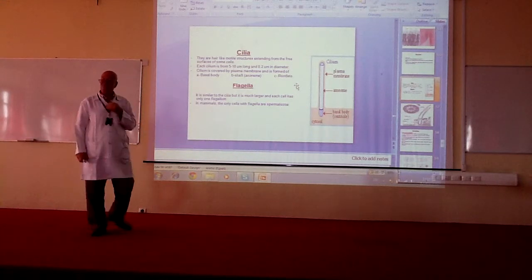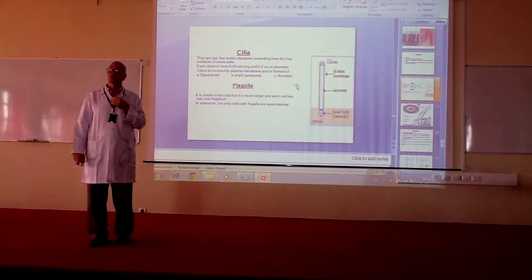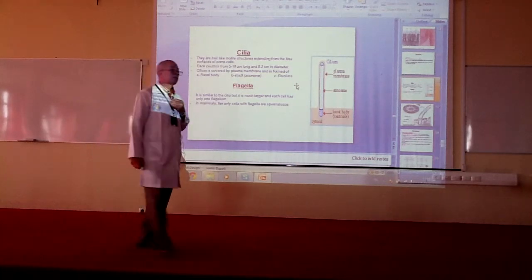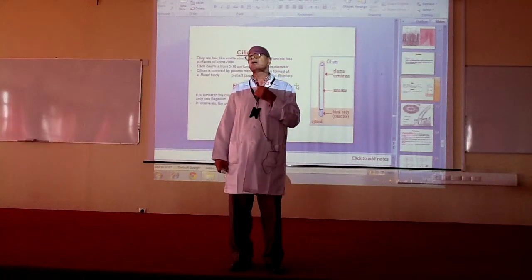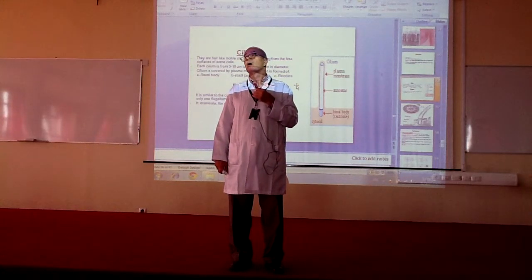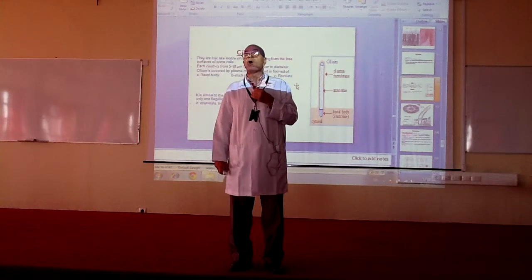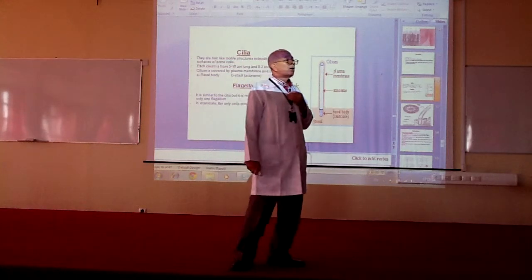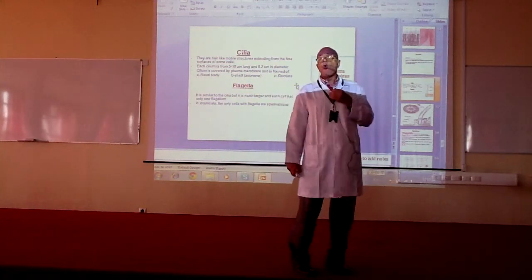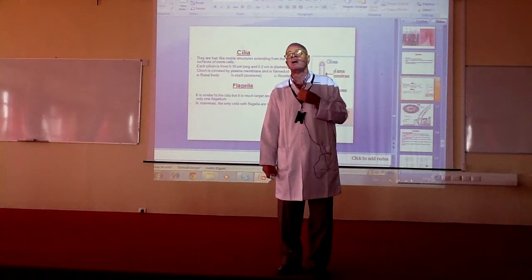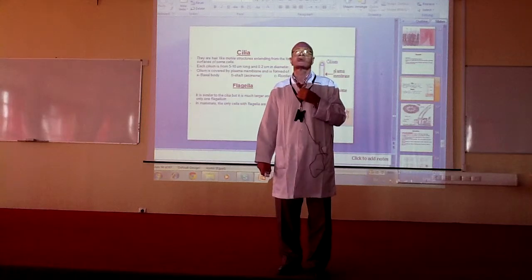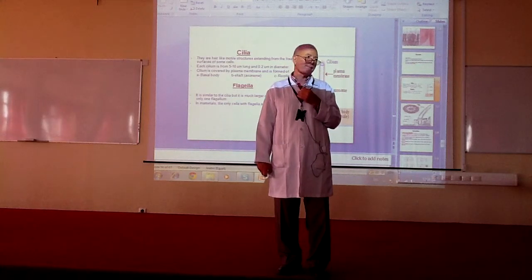What is the function of the centriole? Mitosis. Cell division. How does it share in cell division? It forms the mitotic spindle. What is the structure of the mitotic spindle? Microtubules.